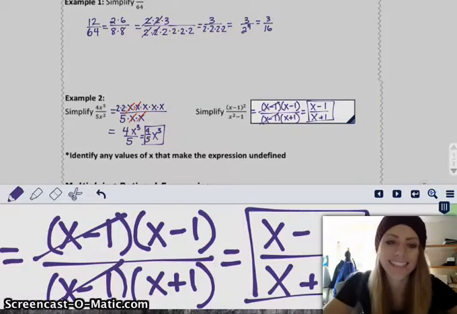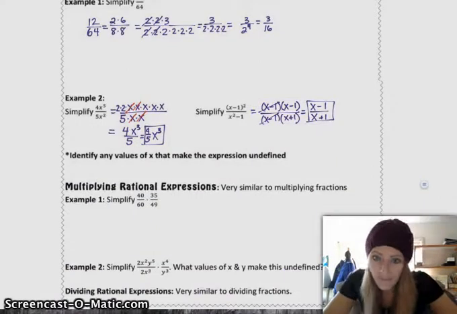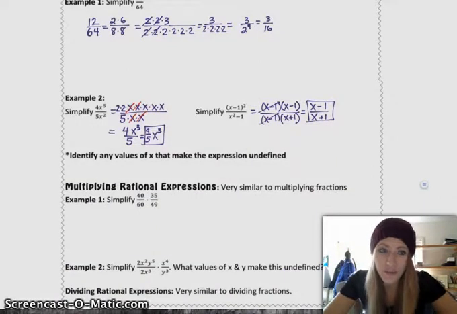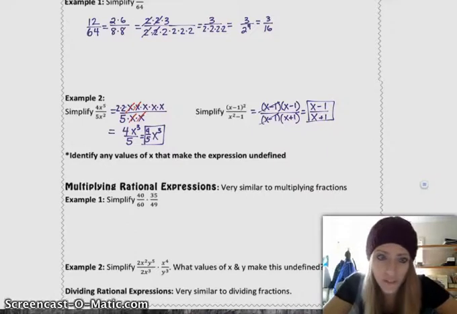Okay, so here's the thing. If you have a rational expression, that means you have something in the denominator. And denominators cannot equal 0.